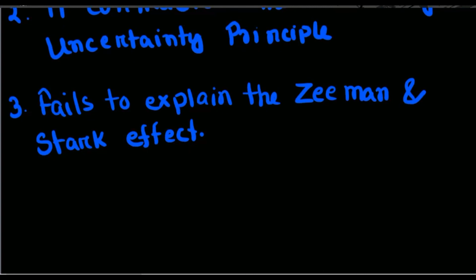So Zeeman effect is the splitting of spectral lines in the presence of a magnetic field, whereas Stark effect is similar to the Zeeman effect except that it is produced in the presence of an external electrostatic field. So this is magnetic field and Stark effect is electric field.